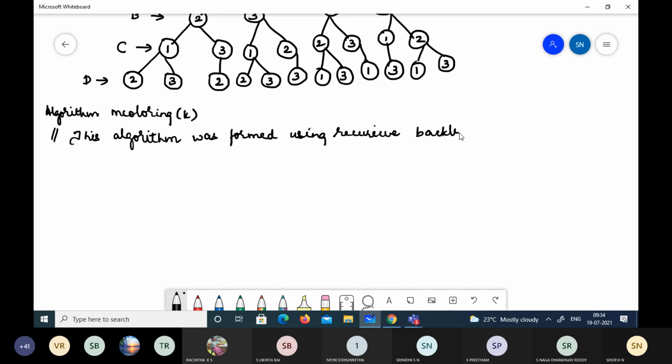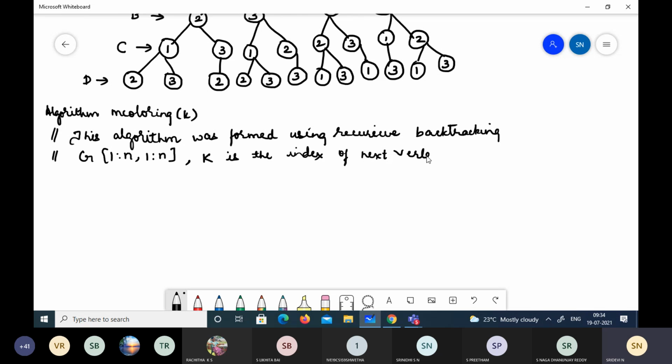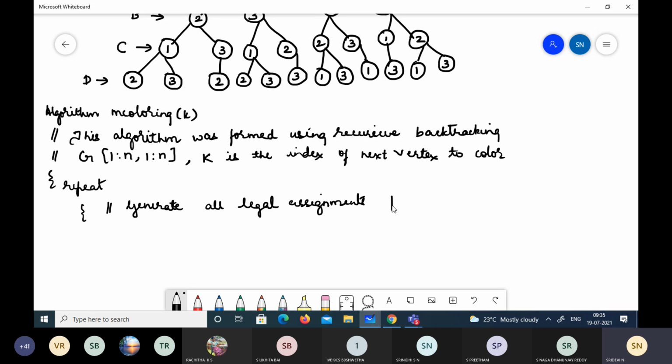You will have a graph which is represented by using the adjacency matrix, and you will have K, which is the index of the next vertex to color. What we do is we will just repeat this process. We'll generate all legal assignments for K, where K is the index of the next vertex which needs to be colored.